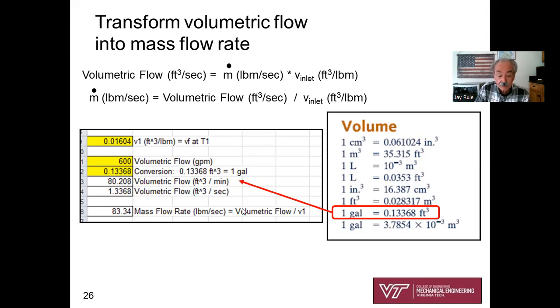Mass flow rate is the volumetric flow divided by V1, cubic feet per pound mass. And so I've got a mass flow rate of 83.34 pounds mass per second going through the pump. Mass flow rate going through the pump, 83 pounds per second.